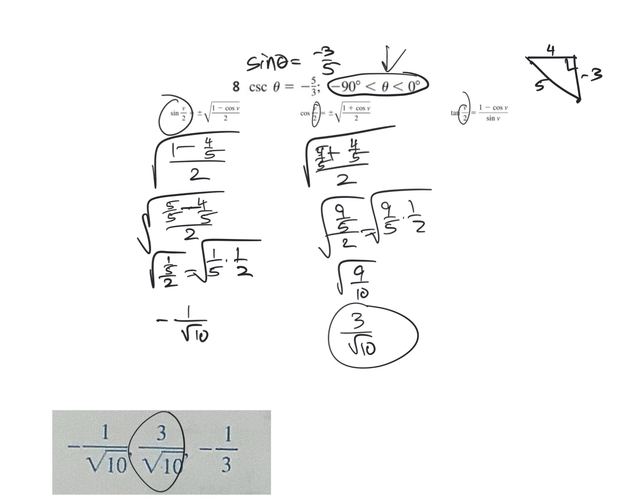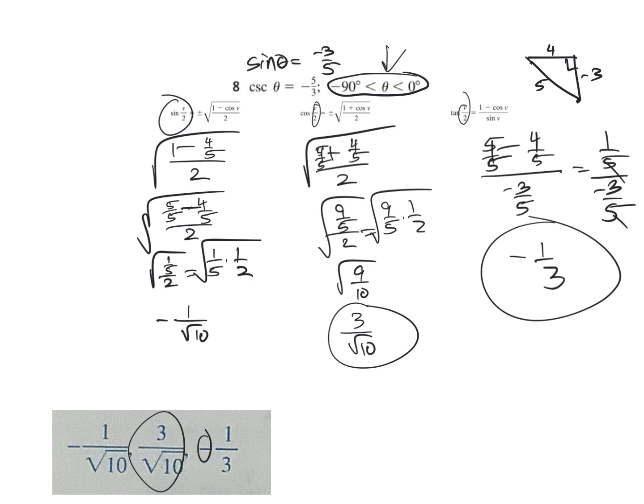Tangent is negative in the fourth quadrant. So notice we have a negative in our answer. So 1 minus the cosine, 4/5, all over the sine, negative 3/5. Again, 5 over 5, that's going to be 1/5 over negative 3/5, which is negative 1/3.